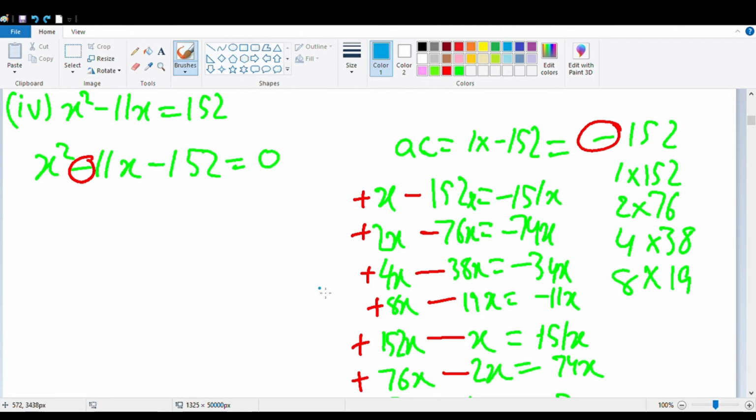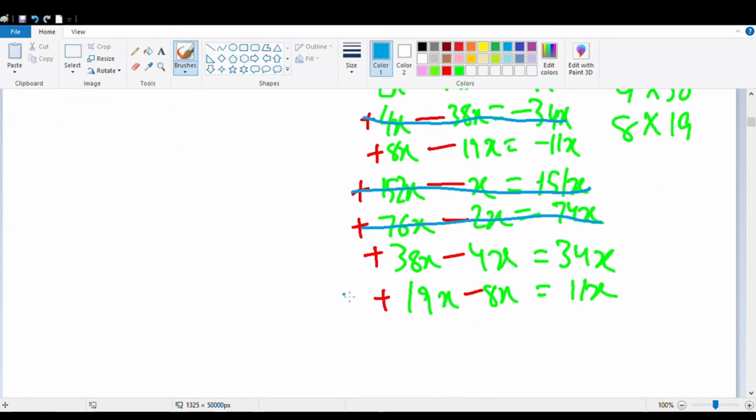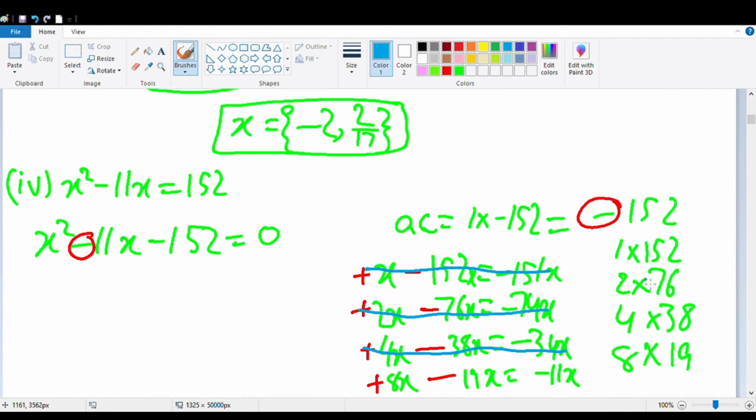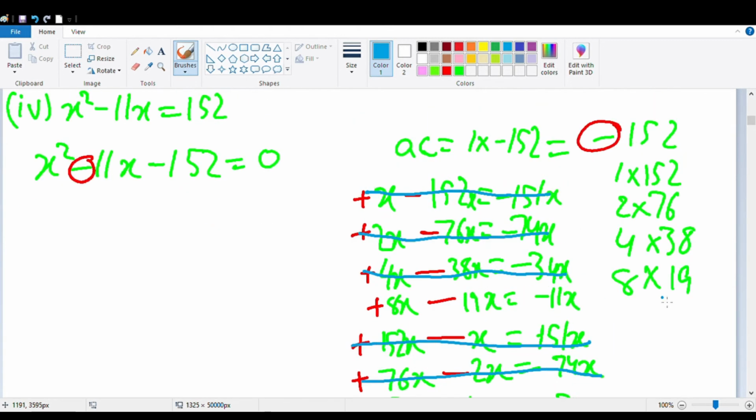So this is out, this is out, and this is out, and of course, this is right.